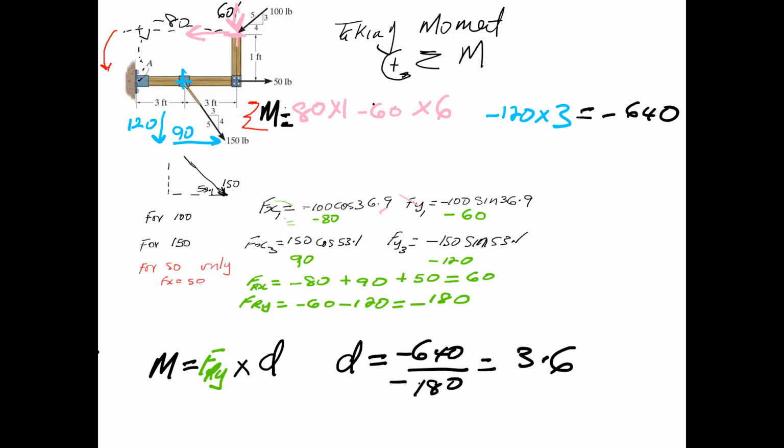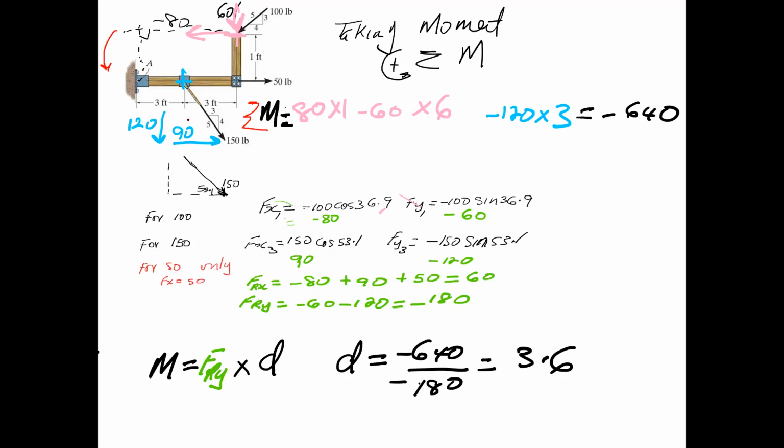All right, next one is the 60. The 60 is coming down, I'm pushing it down. But what distance is it from that direction here? 6. So it's 60 times it, and that is in the what? Clockwise, so it's going to be minus.